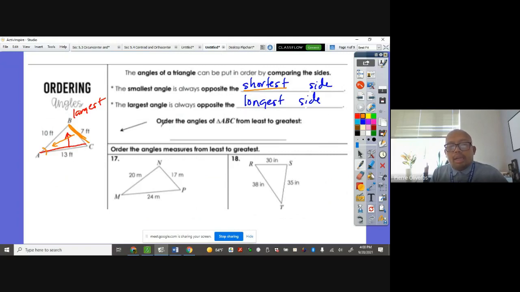So if we write the order of the angles A, B, C from least to greatest, I'm going to start with angle A, then angle C, then angle B.